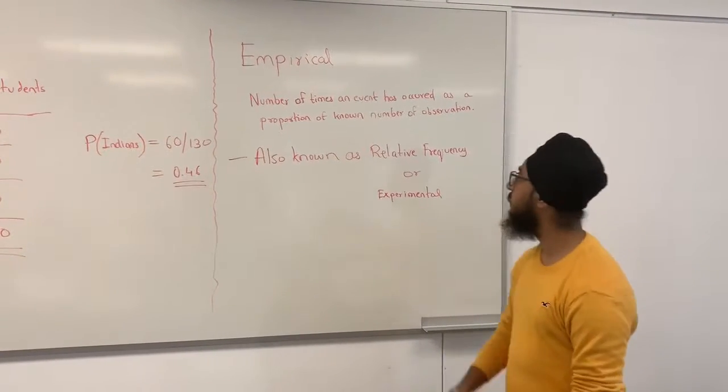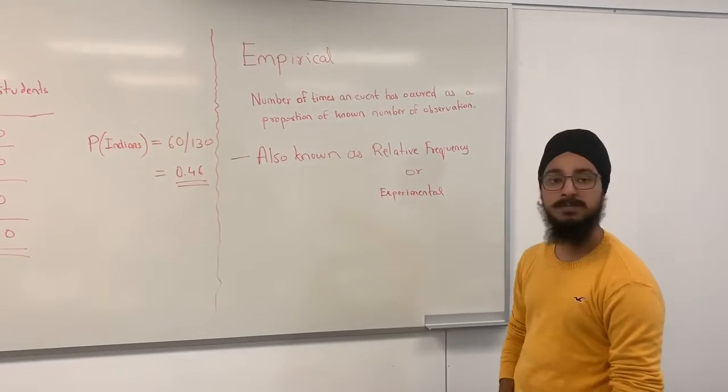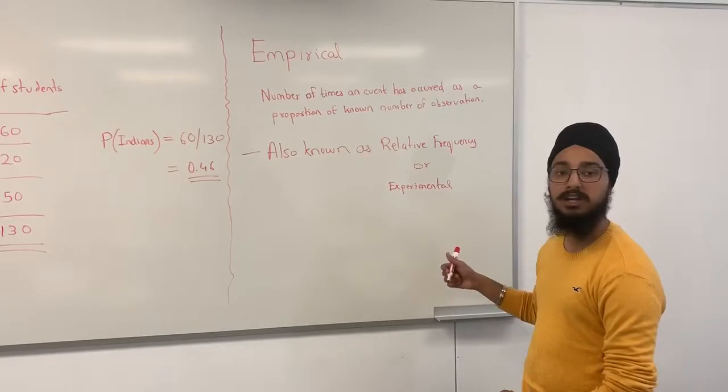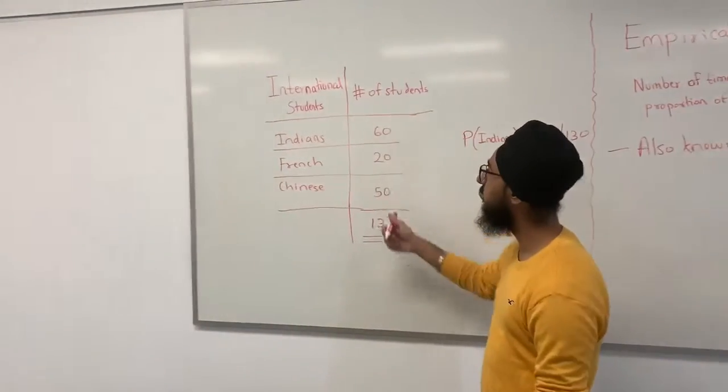Now I'm going to explain empirical probability. Empirical probability is the number of times an event has occurred as a proportion of the number of observations. Empirical probability is also known as relative frequency probability or experimental probability. To understand this concept, we have an example here.